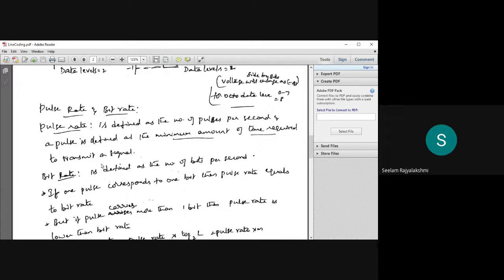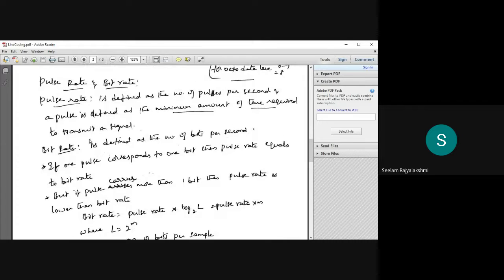Next, let us see the pulse rate and bit rate. Pulse rate is nothing but the number of pulses per second. What is a pulse? A pulse is defined as the minimum amount of time required to transmit a signal. Pulse rate is the number of pulses per second.